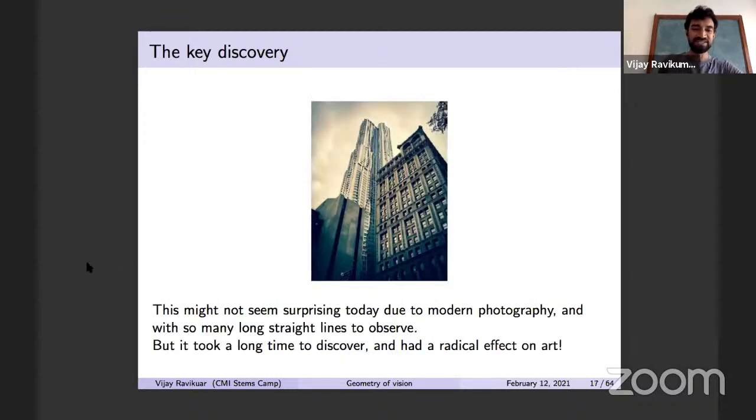And again, it may not seem like such a crazy observation today because we have modern photography, and in modern architecture and in cities, we have so many long straight lines to observe just when we're walking down the street. So we can see why, with railroad tracks and all of these long lines, we're used to seeing them converge. So it maybe doesn't sound so shocking, but it took a long time to discover because of how different the world was then, and also how people were used to representing space. Maybe people weren't trying to represent it as photorealistically. So in any case, when linear perspective was discovered, it had a very radical effect on art.